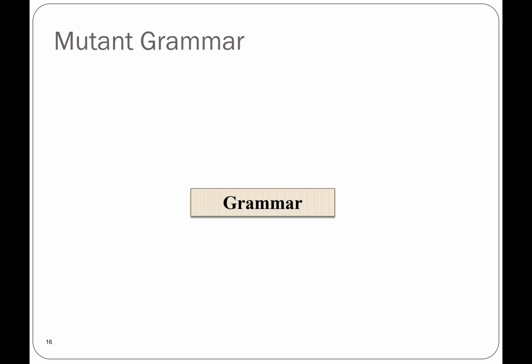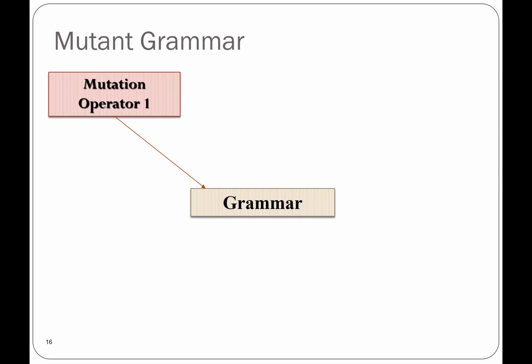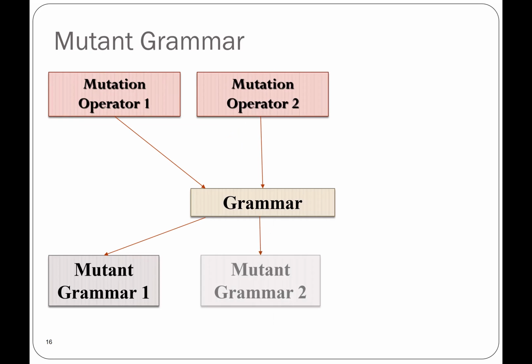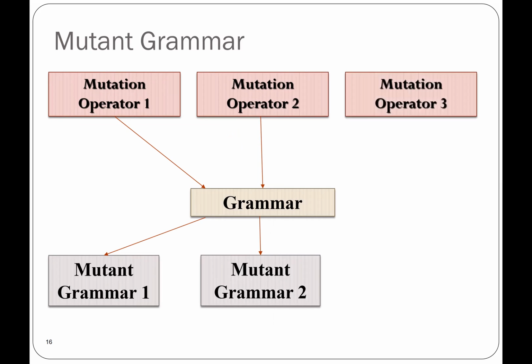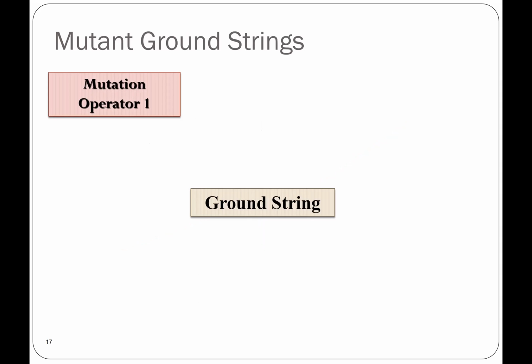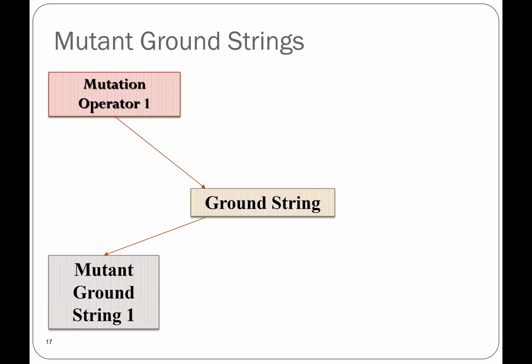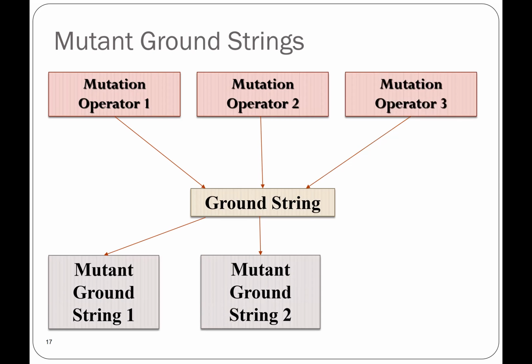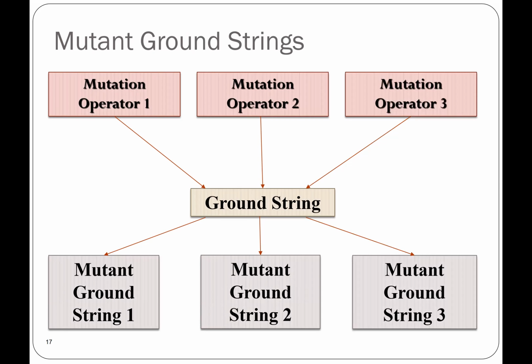When I'm applying it to a grammar, I could have mutation operator 1. Okay, if I apply it to the grammar, it's going to give me a mutant grammar 1. If I apply a different operator to the same grammar, it's going to give me a completely different mutant grammar 2. Okay, and likewise, mutation operator 3 gives me mutant grammar 3. Similarly with ground strings, operator 1 produces mutant ground string 1, operator 2, mutant ground string 2, operator 3, and so on. You can have as many as I want.